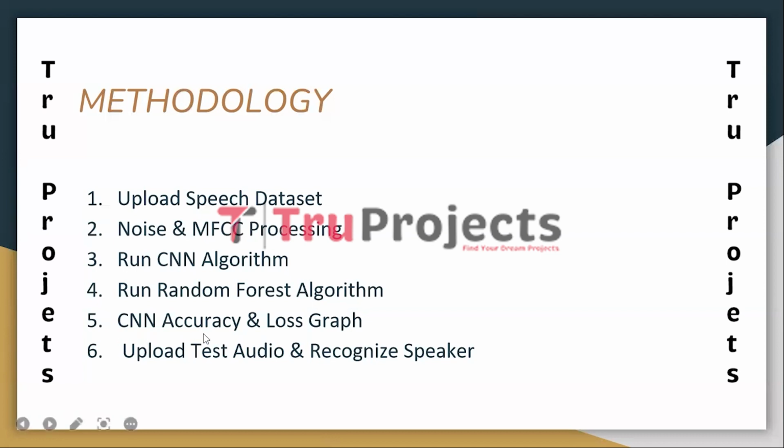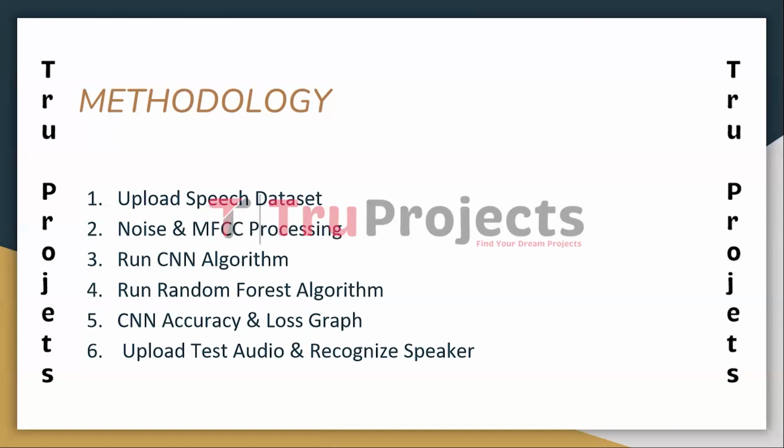And the fifth module is CNN accuracy and loss graph. This module involves plotting the accuracy and loss graph for the CNN algorithm. The graph provides a visual representation of the performance of the model during the training process. And the final module is upload the test audio and recognize the speaker. In this module, the aim is to predict or recognize the person from the test data. The user can upload a test speech recording, and the CNN algorithm will process the input to determine the person represented in the speech.